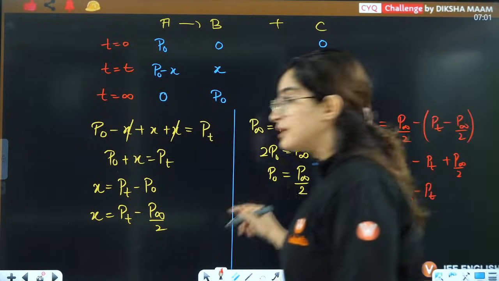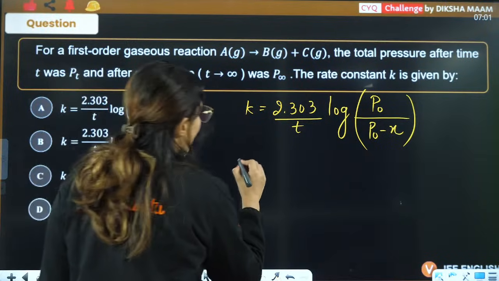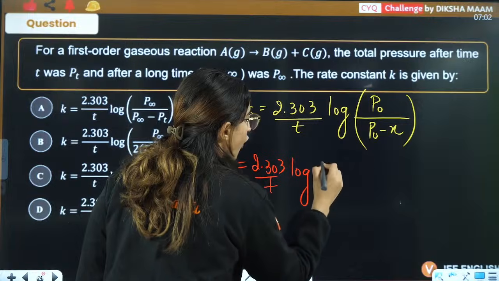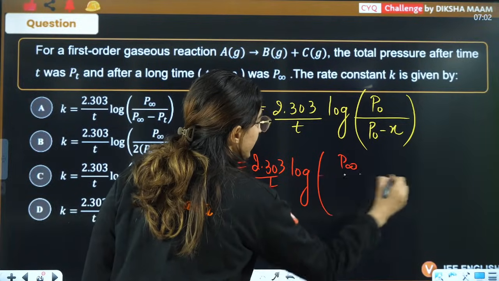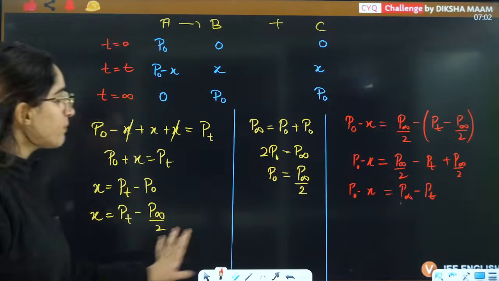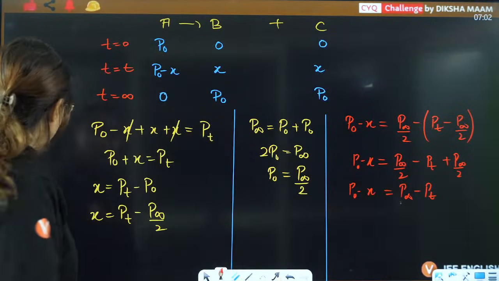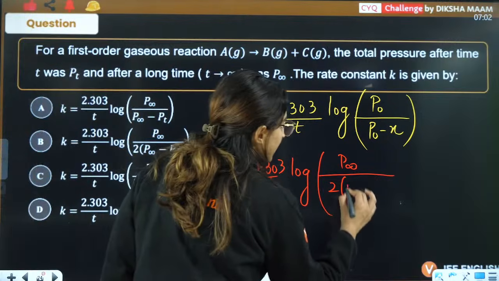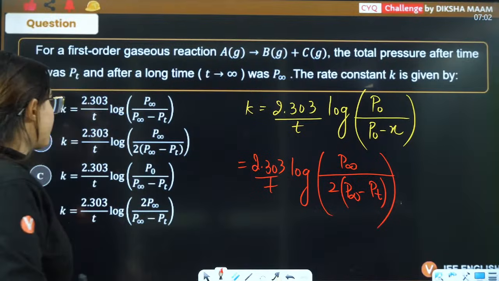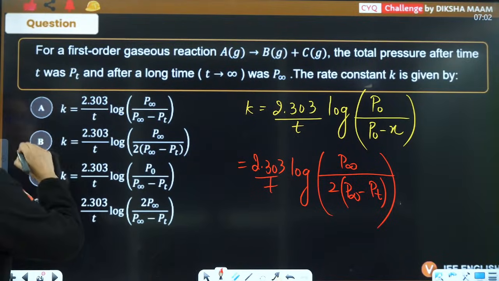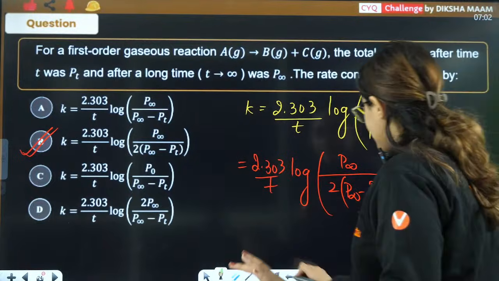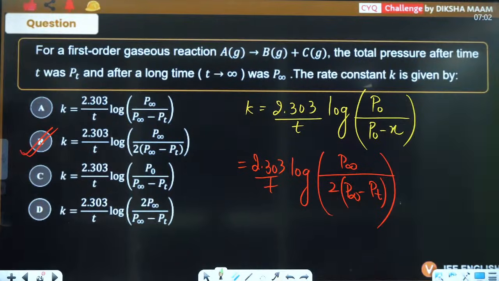So I'll now put these two values here. So what you have here: 2.303 by t, this is log of P naught, which is P infinity by 2. And what is P naught minus x? P naught minus x is P infinity minus Pt. So I'll just put it here, P infinity minus Pt. And if you see, P infinity by P infinity minus Pt, B is the correct answer here. Right, everybody? Tell me, everyone in the chat box.